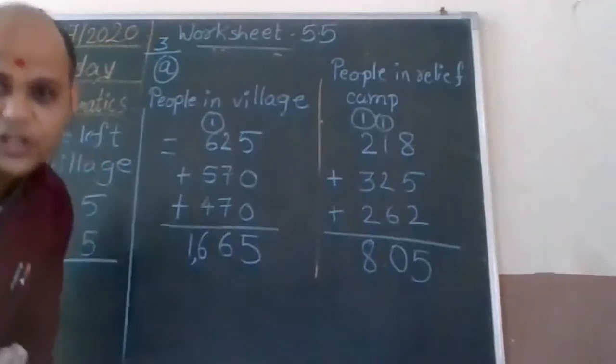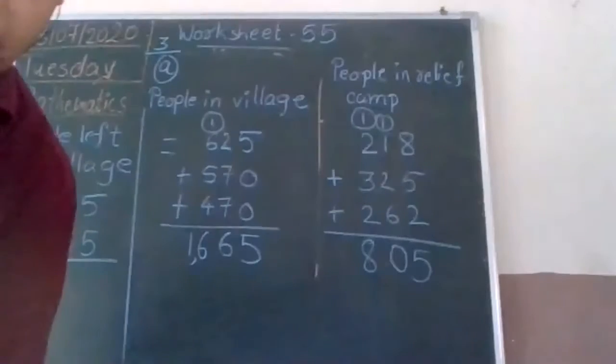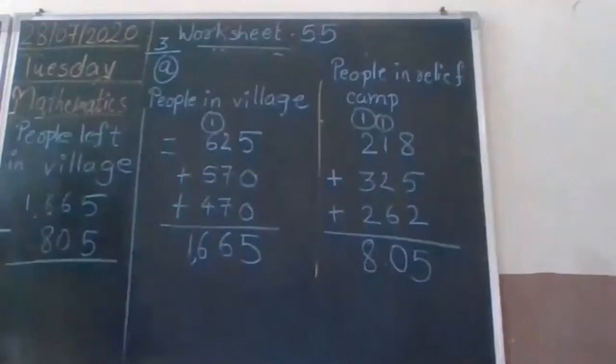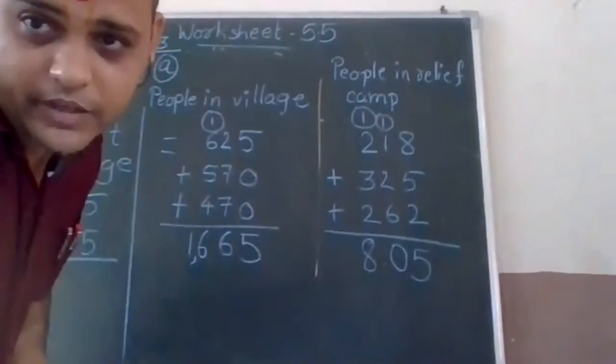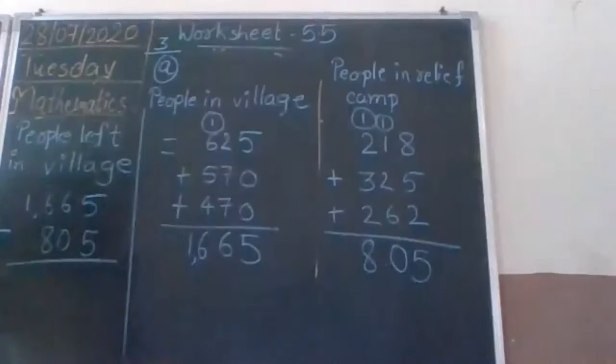Sir, thoda slow karao. Okay, Harsh Agrawal, fine, no problems. All right. Come on, you can do this. Addition and subtraction, you can do it now.